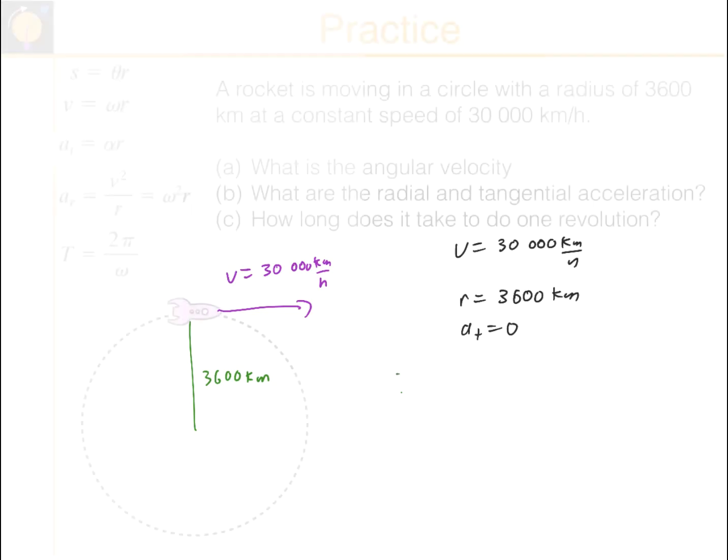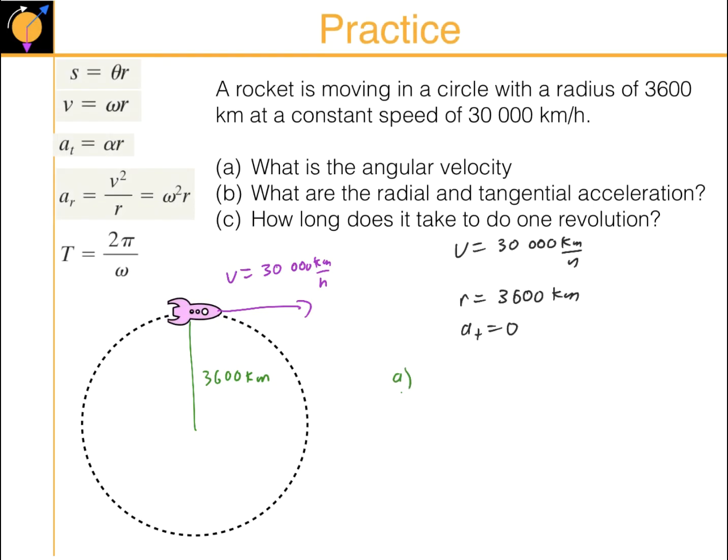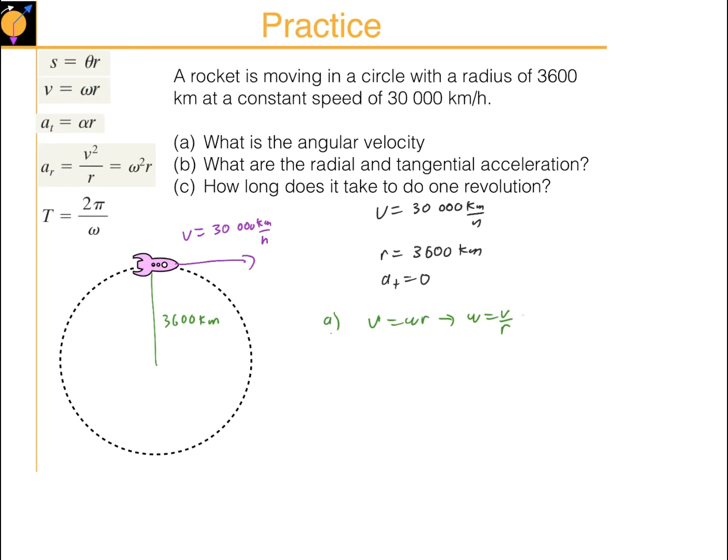So it says, what is the angular velocity? We can use the equation that v is equal to omega r. In other words, omega is equal to v over r. So we plug in, what's v? v is 30,000 kilometers per hour. That's very, very fast. And the radius is 3,600 kilometers. What do we get for omega? We get 8.33 radians per second. That's really fast. If you convert to revolutions, that's about 1.33 revolutions per second. So that thing is moving.